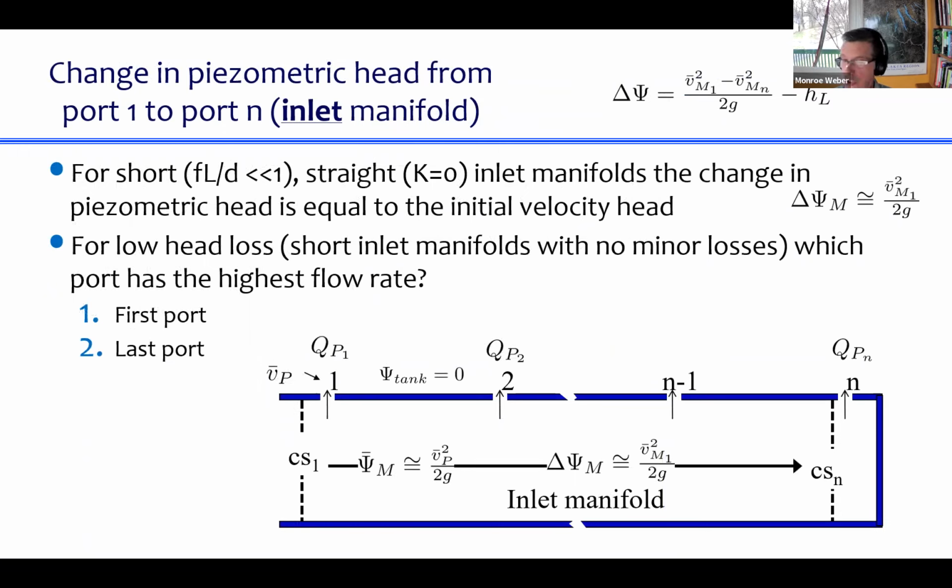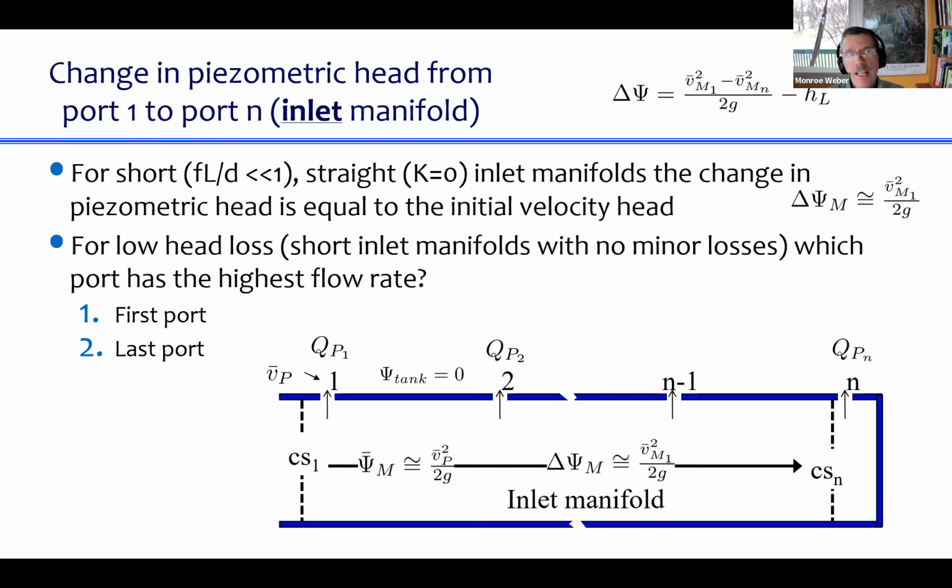So I want to just show one other place. No, I already told you the answer to this question. The last port has the highest flow rate. So you're going to get it right now, right? The last port has the highest flow rate. And now can you think about why? It's the kinetic energy change in the manifold that's causing us problems.